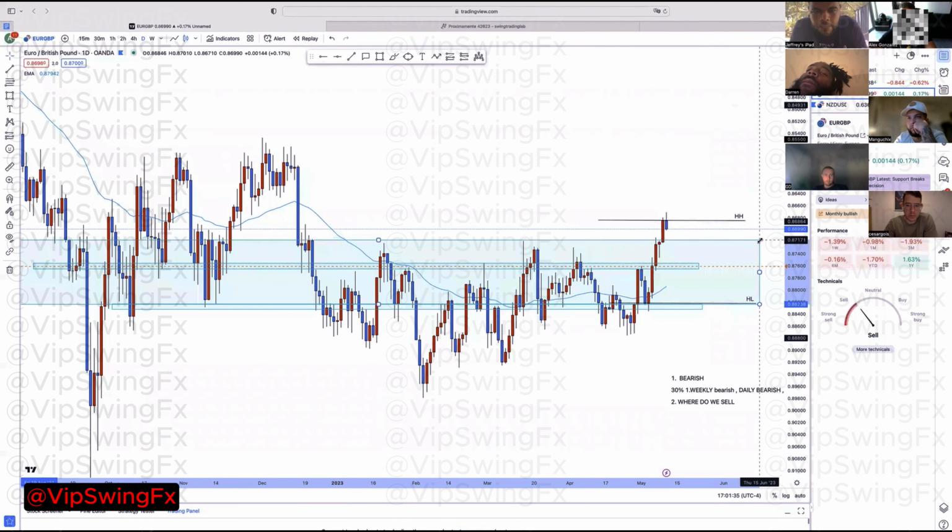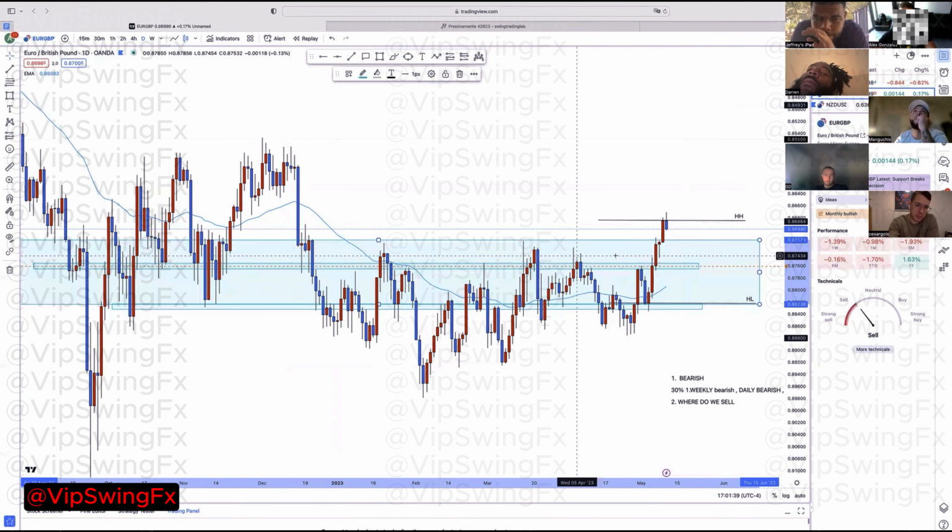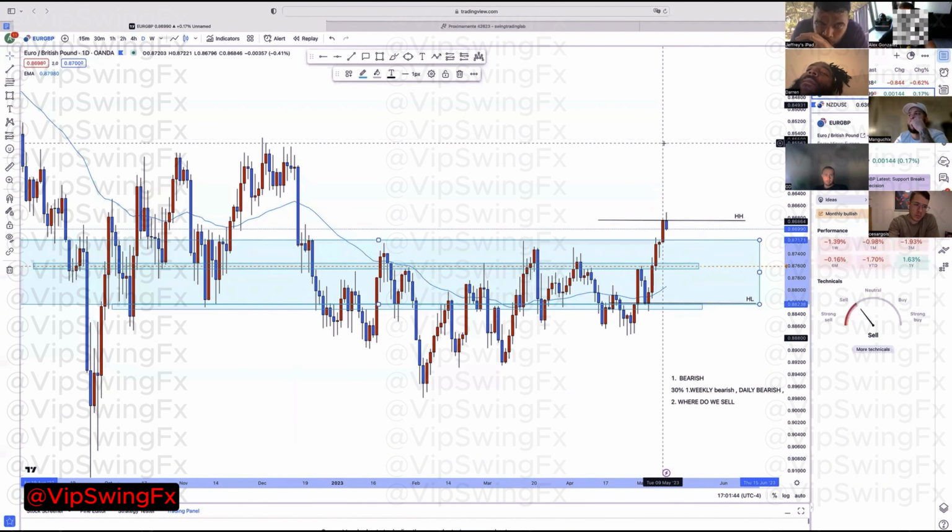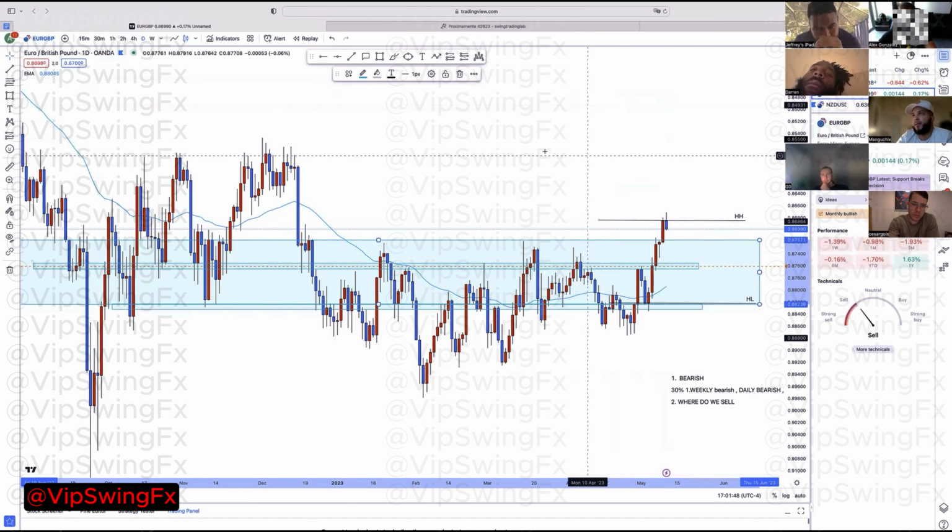If you notice, we have this point right here. Would you guys consider this point an area of interest for the market to have a pullback and then bounce to the upside? Type 1 if yes, type 2 if no. It can be a little tricky.